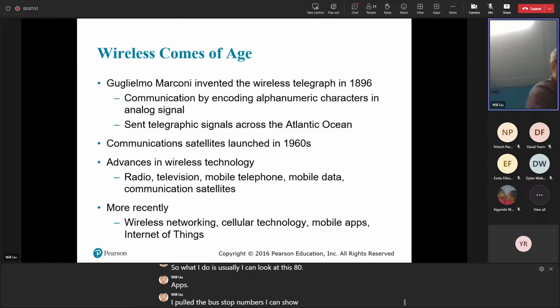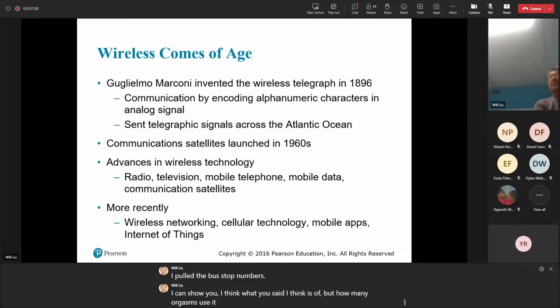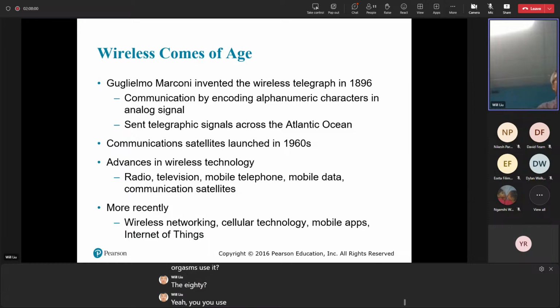I can show you. I think you can see it. How many of you use it? The AT app, yeah, you use it. That's good. You use it, so you know that, right? For those who don't know, I can quickly show you.